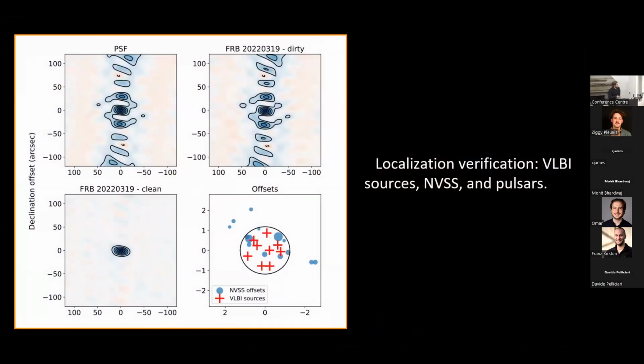Here you can see in the top left the PSF using the full array. Here's a dirty image for one of our FRBs. The bottom left shows a cleaned image. And the bottom right shows an example of how we actually verify the precision and the accuracy of our localizations. We use VLBI sources, NVSS sources, and then single pulses from bright pulsars.